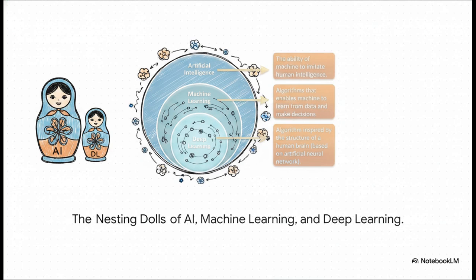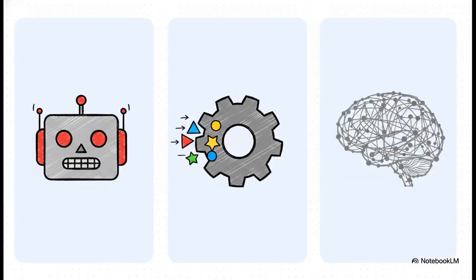Pop that doll open and inside you'll find machine learning, which is a specific subset that enables systems to learn from data without explicit programming. And if you open that doll, you find the deepest, most advanced layer, deep learning, which relies on incredibly complex artificial neural networks. To really make this stick, think about what they're actually trying to achieve.